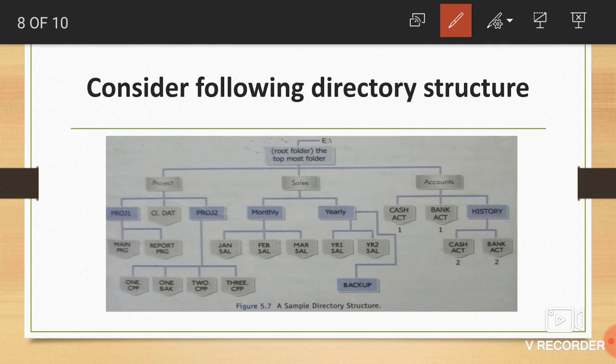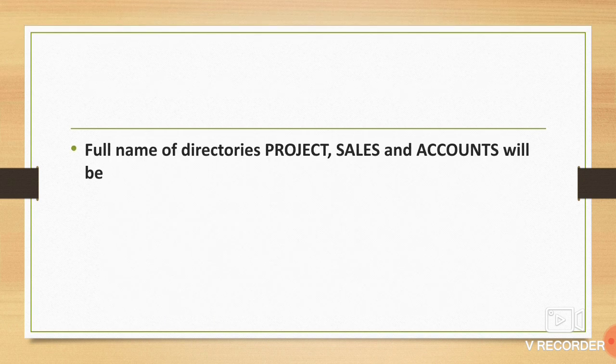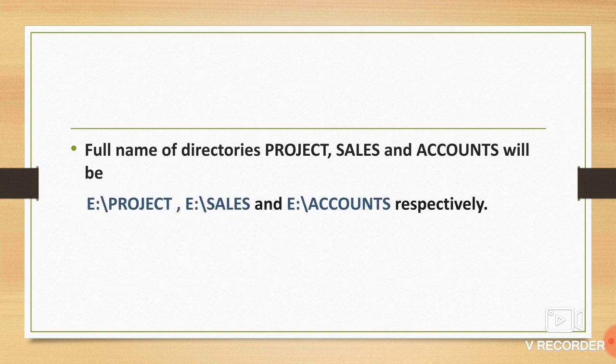Now next will be the full name of the directories projects, sales and accounts. What is the full name of these directories? See, E is the root folder, and E folder is having the three subfolders, that is the project, sales and accounts. Okay, so for the project it is E:/project. For sales E:/sales and for accounts E:/accounts respectively.